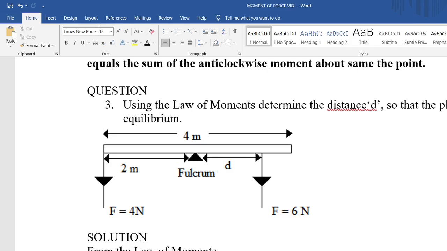Pause the video and ask yourself: would the 4 Newton force cause that plank to spin clockwise or anti-clockwise? Or would it be the 6 Newton force? That's an important thing to note. First, we're going to try to find our clockwise moment. Pause the video, figure it out, and then we're going to come back.